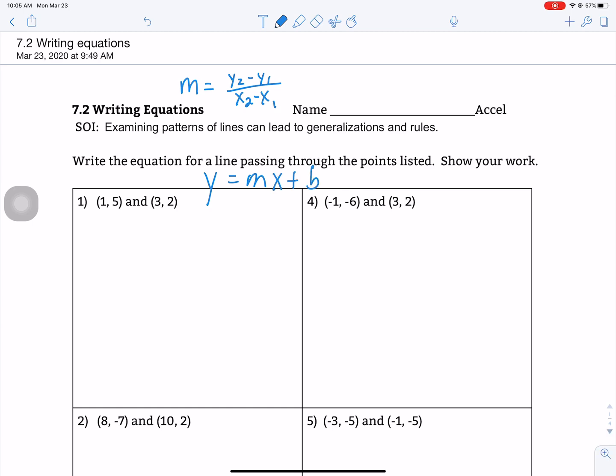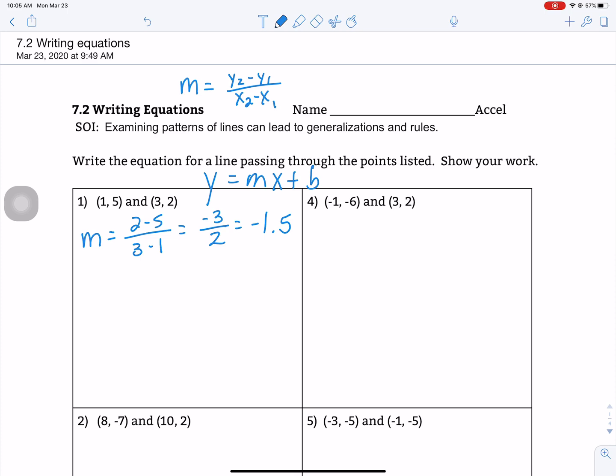So I have my 2 points, which means I can find my slope. I'm going to do 2 minus 5 divided by 3 minus 1. And in this case, I get negative 3 over 2, which is negative 1.5. You can leave it as a fraction or put it as the decimal, whatever is better for you.